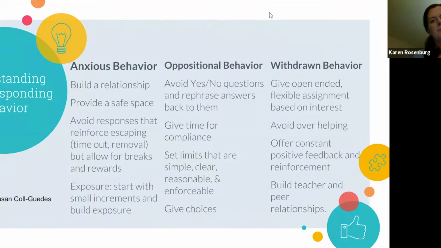Avoid overhelping, because a lot of students will completely take advantage of that. Avoid constant positive feedback and reinforcement. Sometimes I'll tell my son, oh, you know what, that looks really great. And he'd be like, no, it doesn't. But if I talk to him about what I like about it, specific things I like about it, he's more into it. And build teacher and peer relationships. I love all of my students, but I have a special place in my heart for those kids, and we have a really good time together in class. So they love coming to my class.